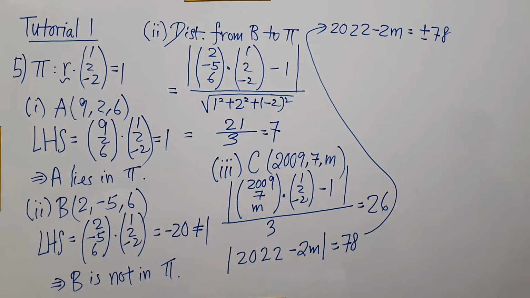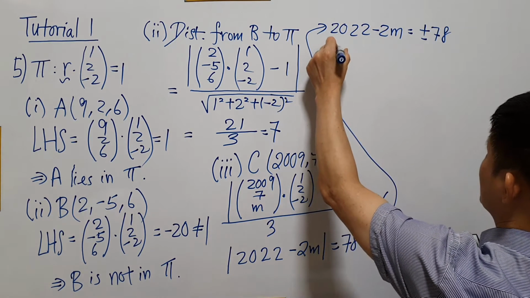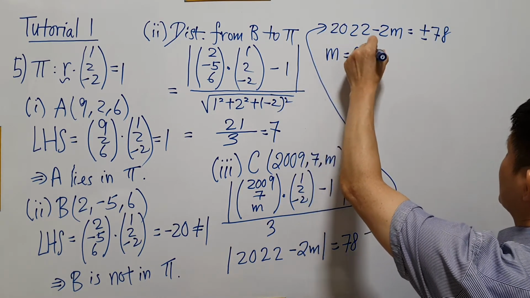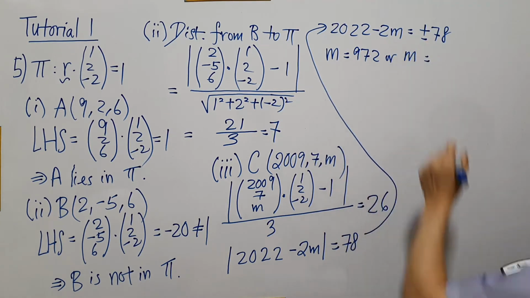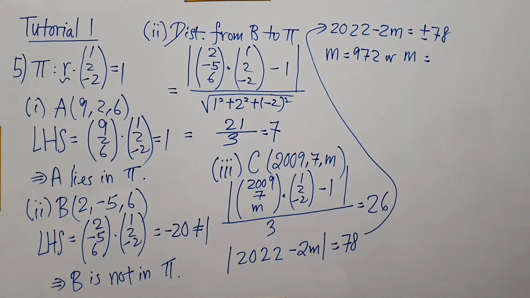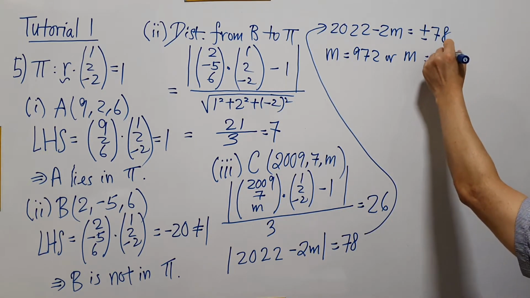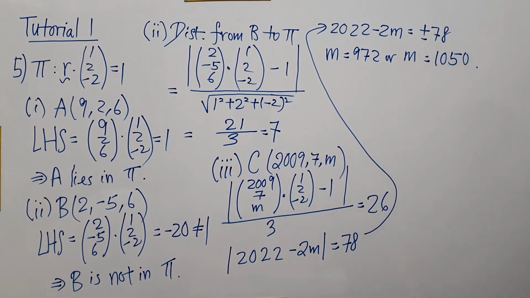So if you were to solve it further, you get m equals 972, or m is equal to 1050. Right, this is actually part 3 of number 5.